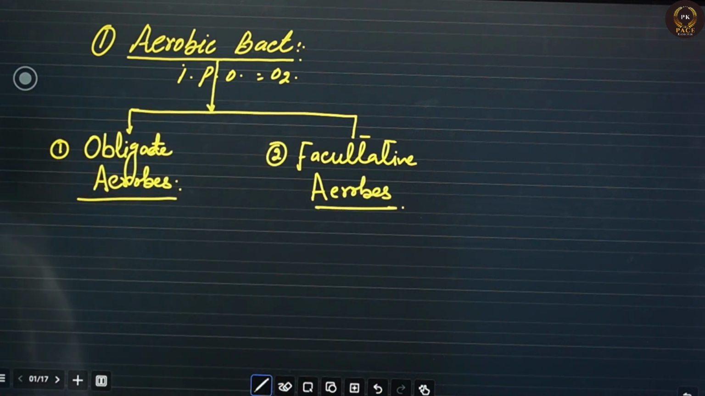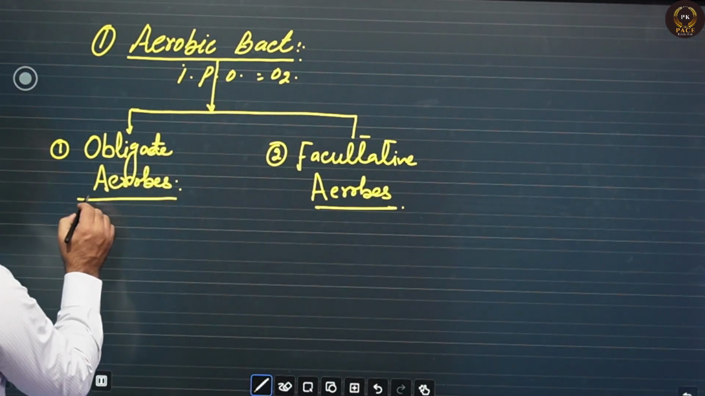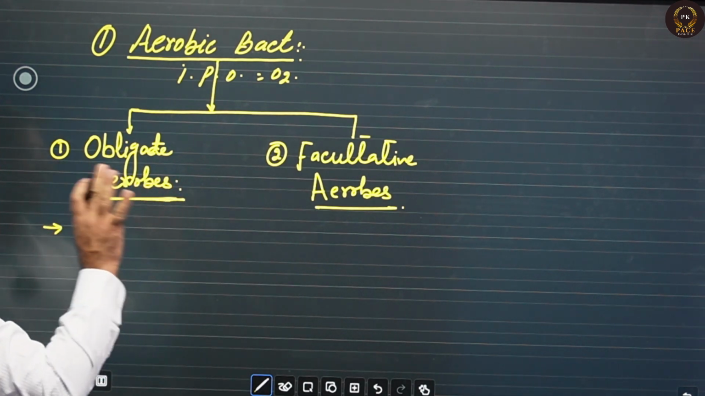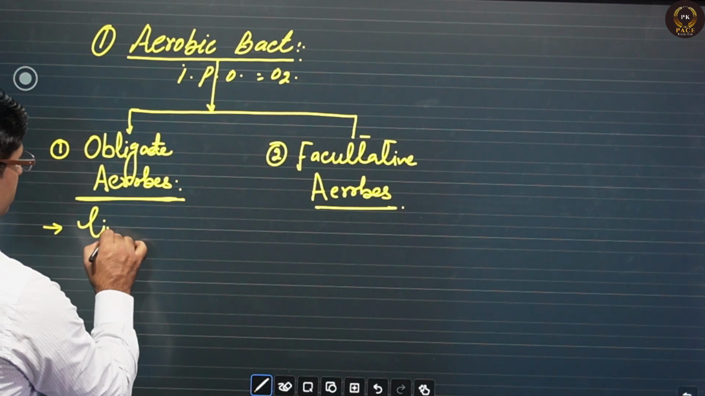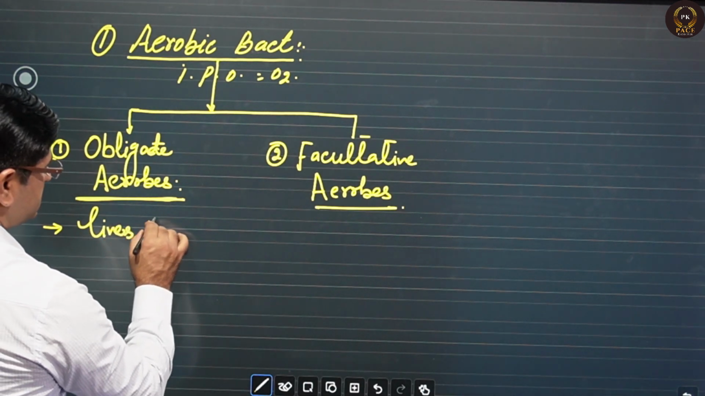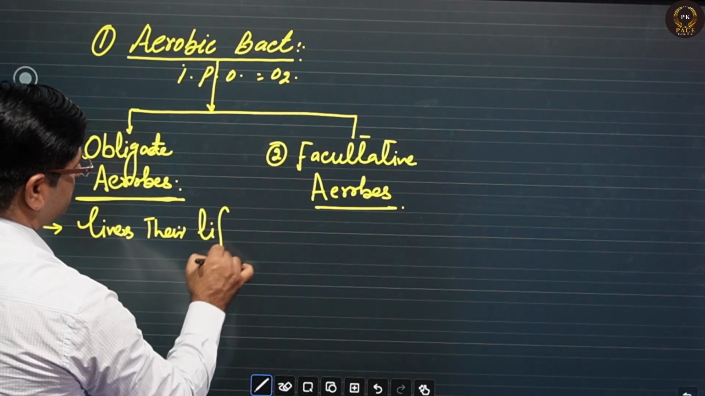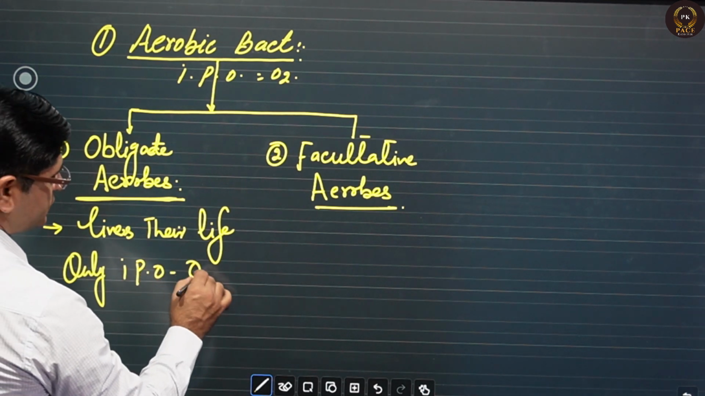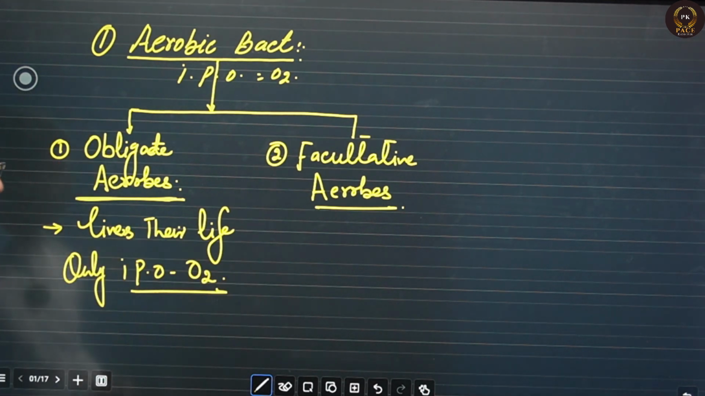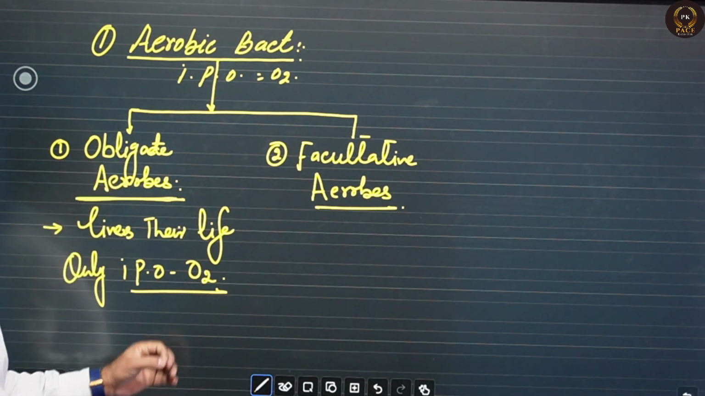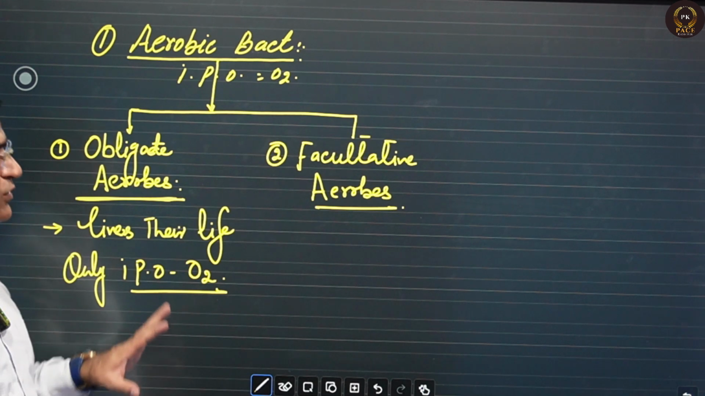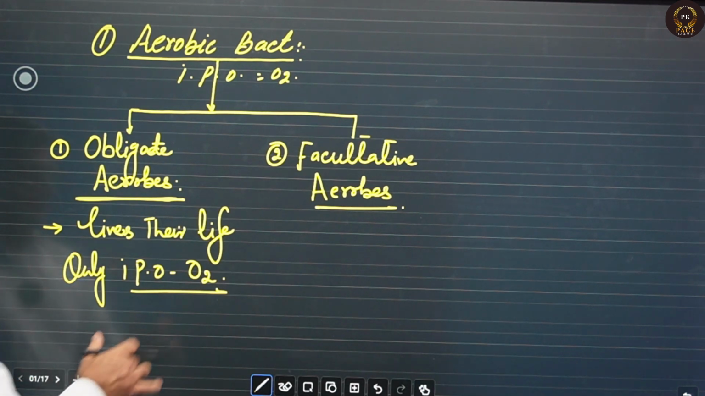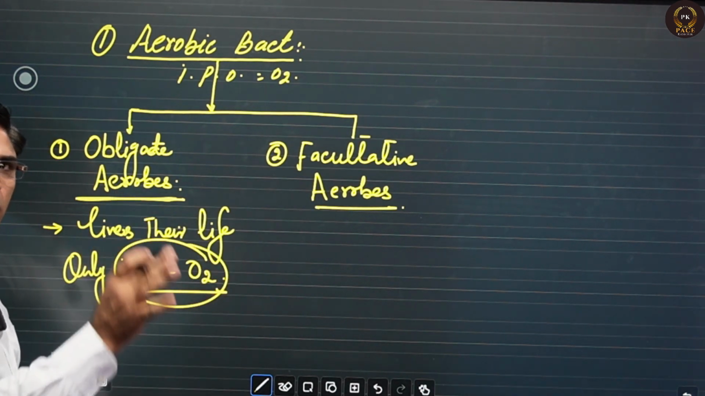Who are the obligate aerobes? Obligate aerobe bacteria are those bacteria who live their life only in presence of oxygen. Those are the organisms who can live only when oxygen is available in their life process, then only they can survive. Without oxygen they cannot survive. So they are totally aerobic bacteria.